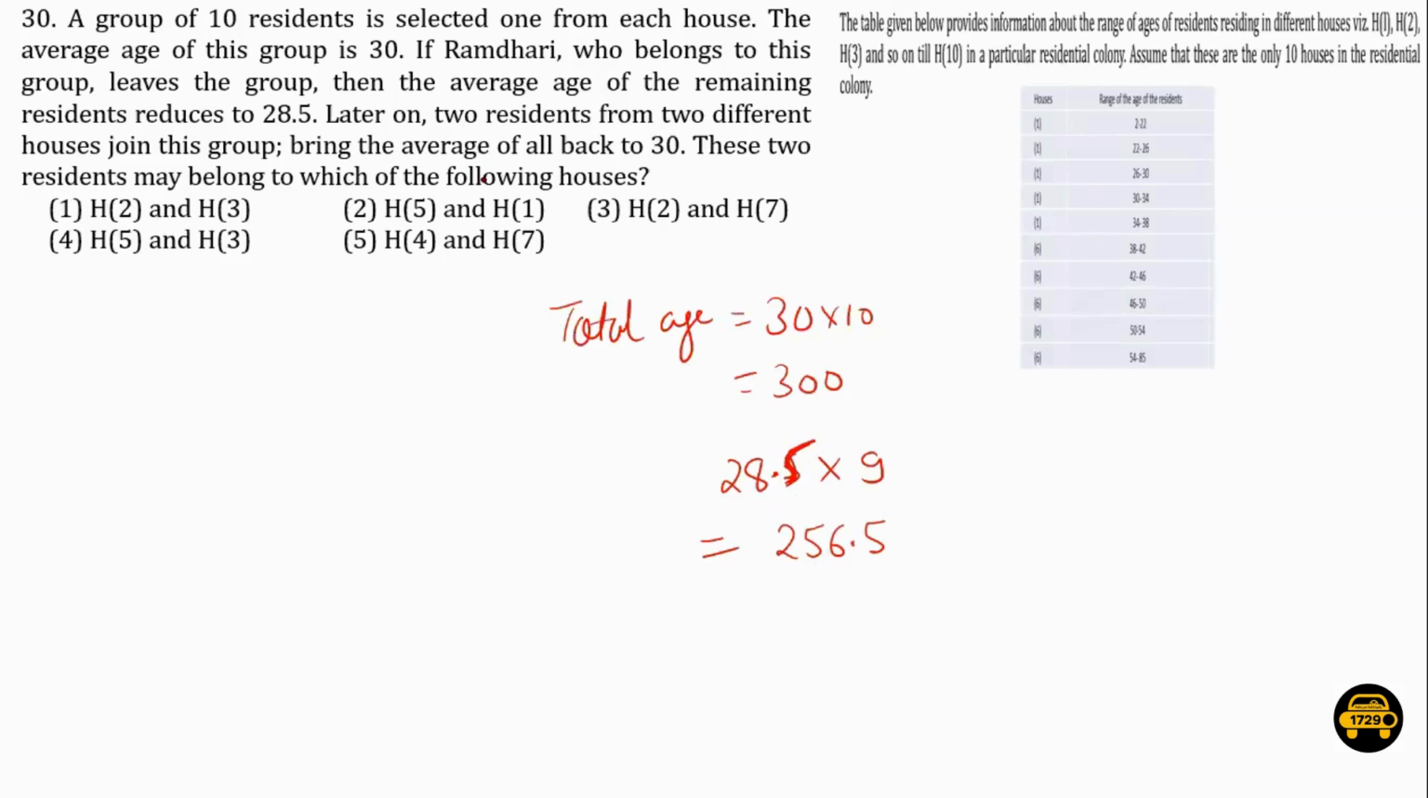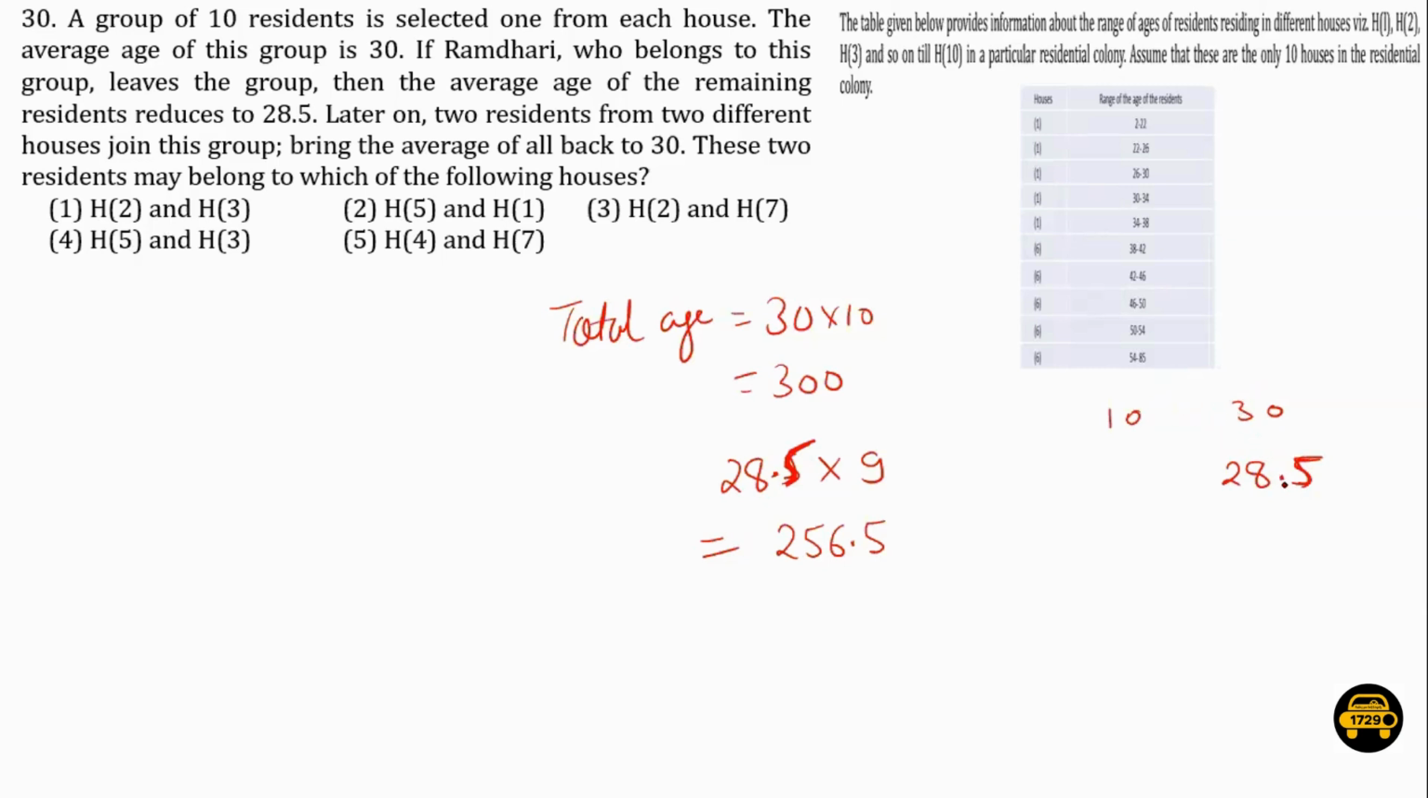Okay. Now, what is happening? So before we proceed, we can discuss one more method here of averages. So we can see that when there were 10 people and the average was 30 and Ramdhari is leaving, the person who is leaving reduces the average age from 30 to 28.5. Now what does it mean? It means that had the person who left been 30 years old, I mean, Ramdhari's age would have been 30, the average would not have changed at all, because there would be 9 people and the average would have remained the same because the person's age was equal to the average.